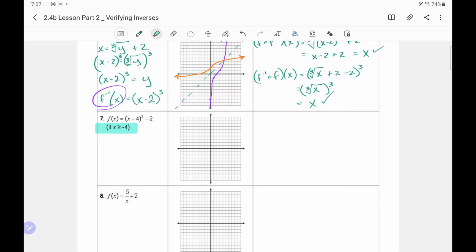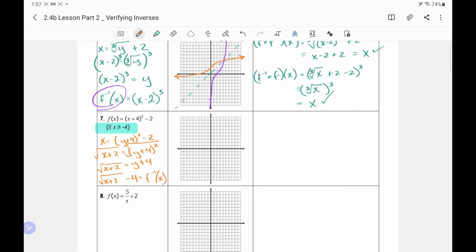So let's look first. We would have x equals y plus 4 quantity squared minus 2. So we would go ahead and simplify. Square root both sides. Square root of x plus 2 equals y plus 4. Last step. I am going to go ahead and write that as the inverse.